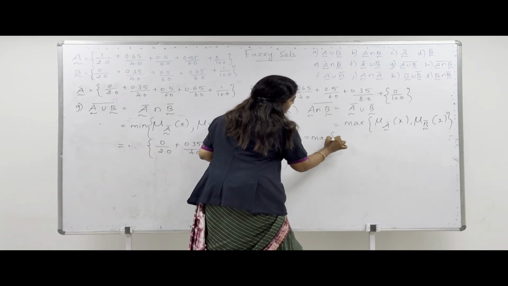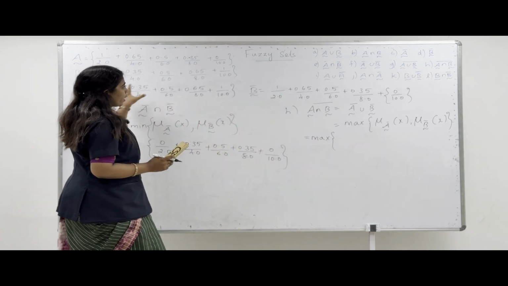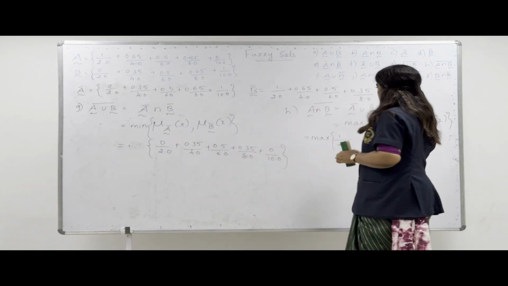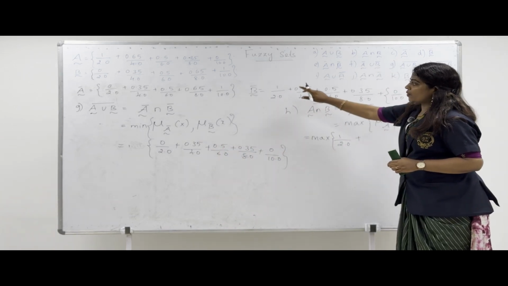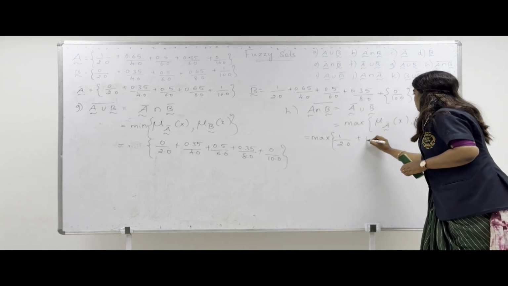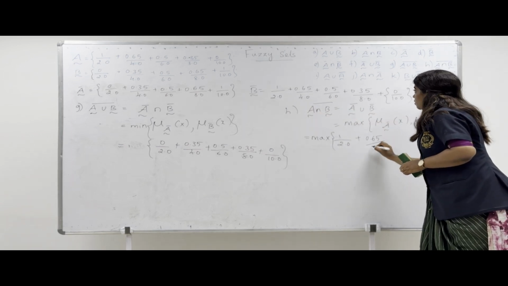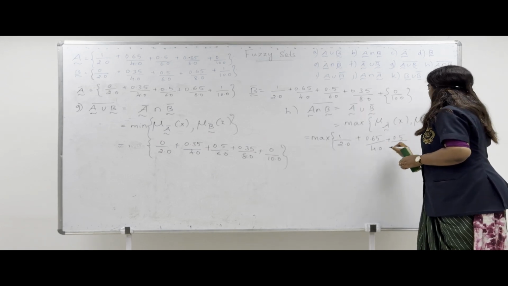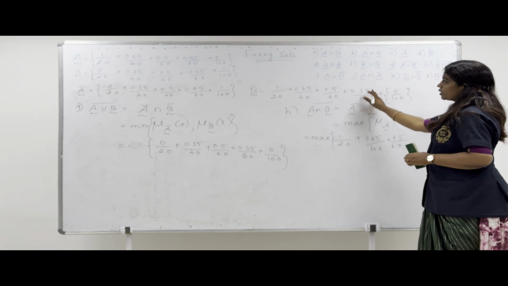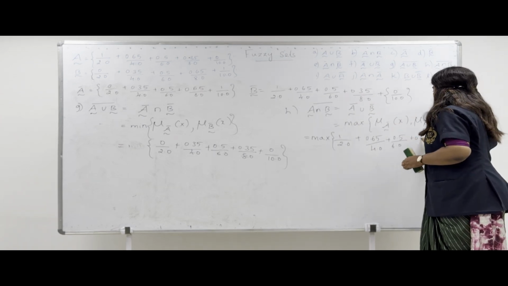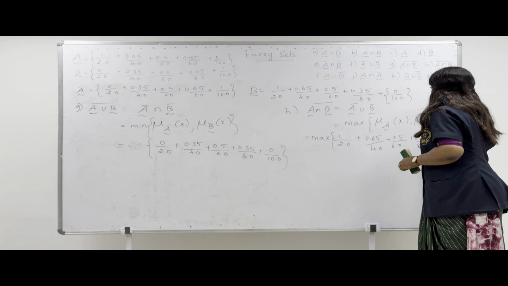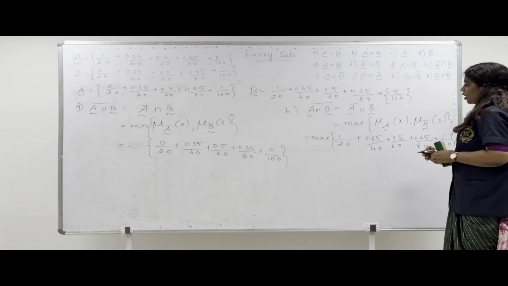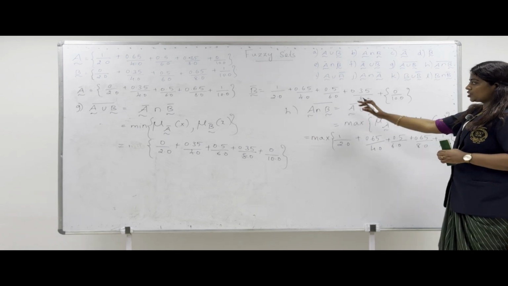So, max of 0 and 1, which is the maximum? 1. So, 1 by 2.0 plus 0.65 and 0.35, 0.65 is the maximum. So, 0.65 by 4.0, third 0.5, since both are the same value, we can write the same. 0.35 and 0.65, again 0.65 is the maximum. 0 and 1, 1 is the maximum. So, this is the value for A intersection B, the whole bar.